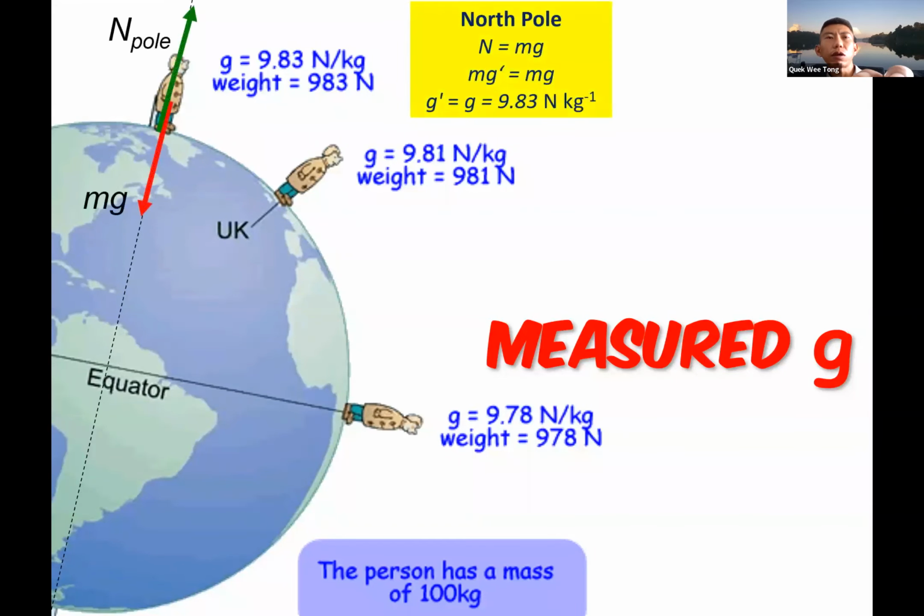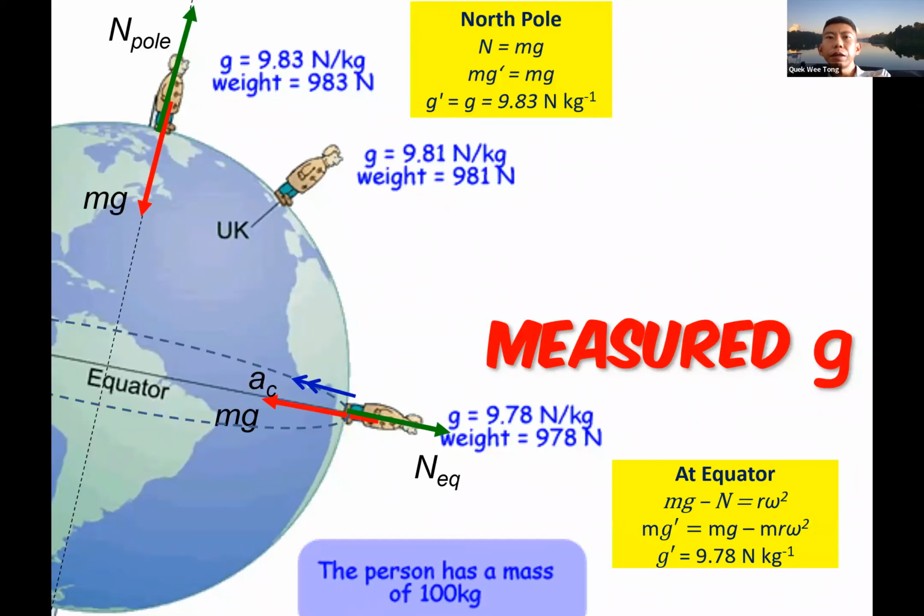Okay, so let's look at the diagram again. For the pole, both arrows, normal contact force and mg, are the same. At the equator, you must first acknowledge there's a centripetal force. How do you know? It must be there, because you follow the Earth, you're on the same spot as Earth, and Earth is spinning, so you are spinning. So N must be smaller than mg.